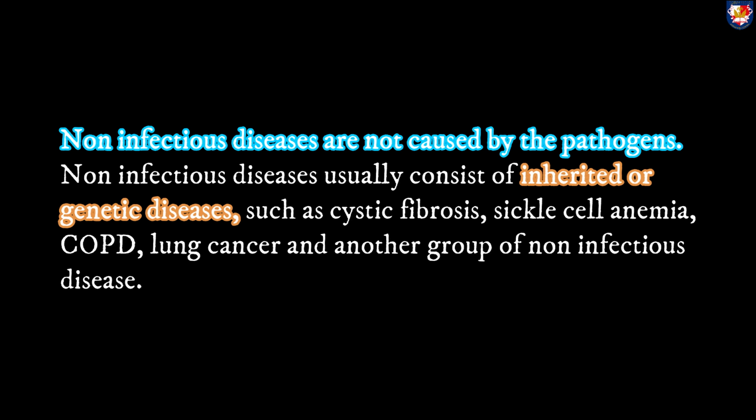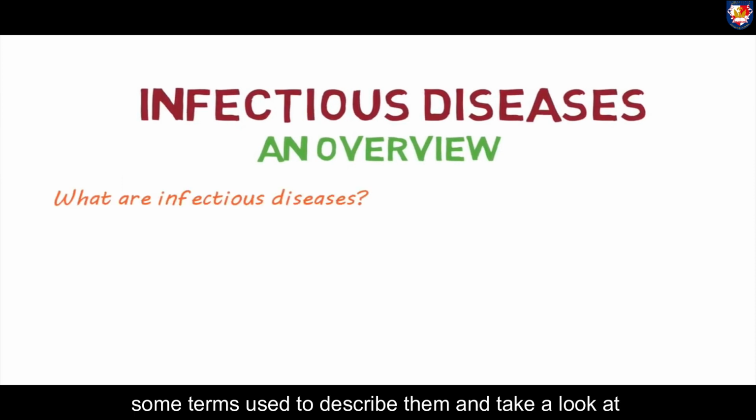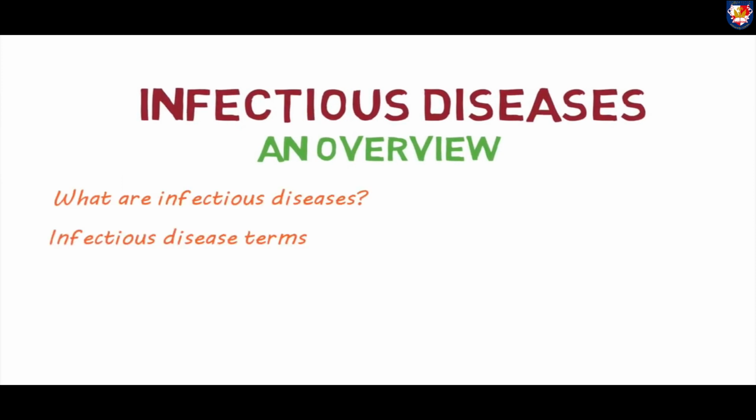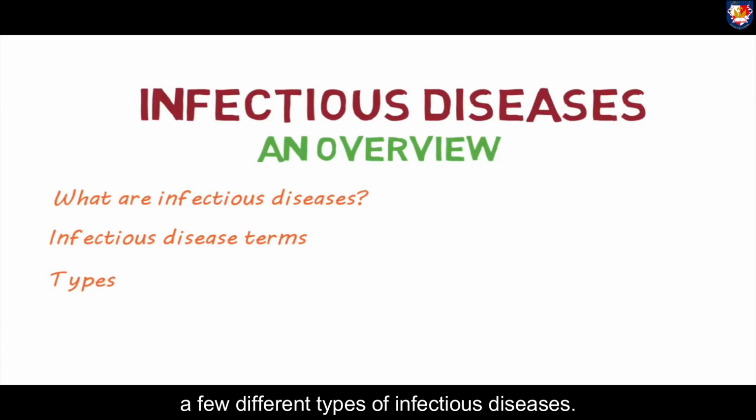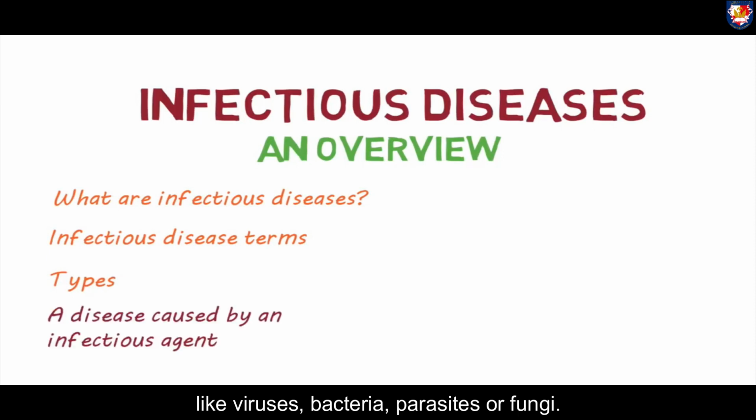Non-infectious disease usually consists of inherited or genetic diseases, such as cystic fibrosis, sickle cell anemia, COPD, lung cancer, and another group of non-infectious diseases. We're going to take a look at infectious disease, some terms used to describe them, and a few different types of infectious diseases. First of all, what is an infectious disease? An infectious disease is a disease caused by infectious agents like viruses, bacteria, parasites, or fungi.